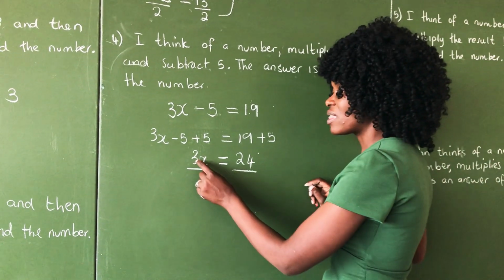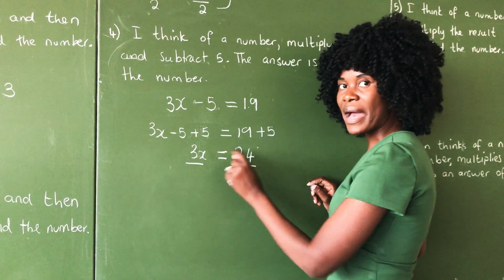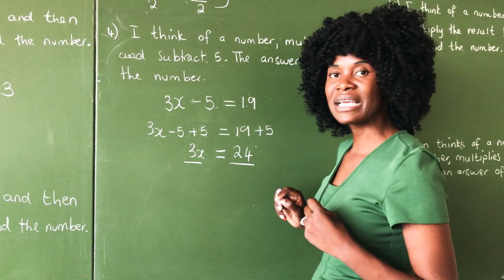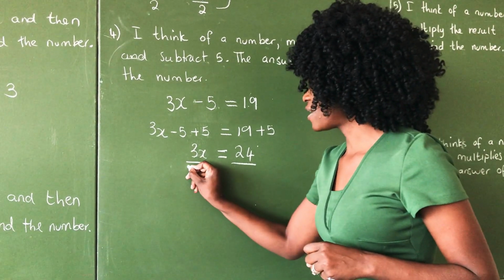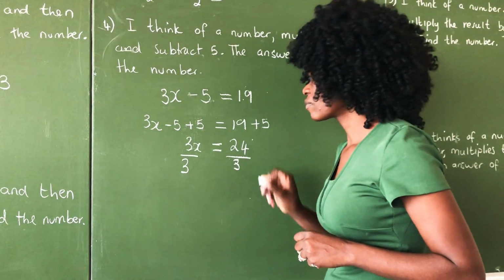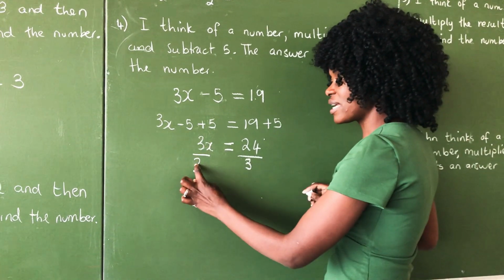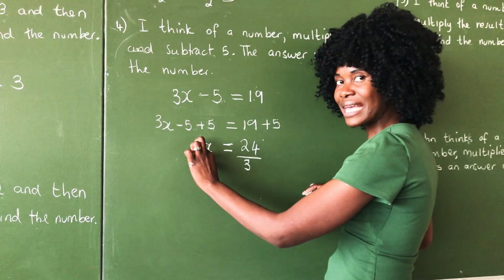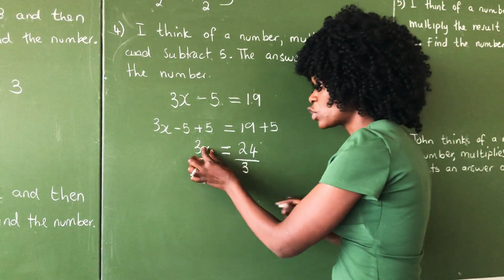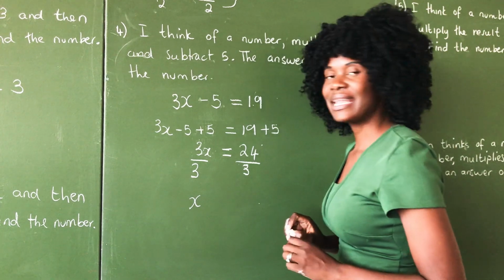Why? Because the 3 is being multiplied by x. The opposite of multiplication is division. So I'll divide by 3, such that these 3 divide exactly into each other for me to be left with only the letter x.